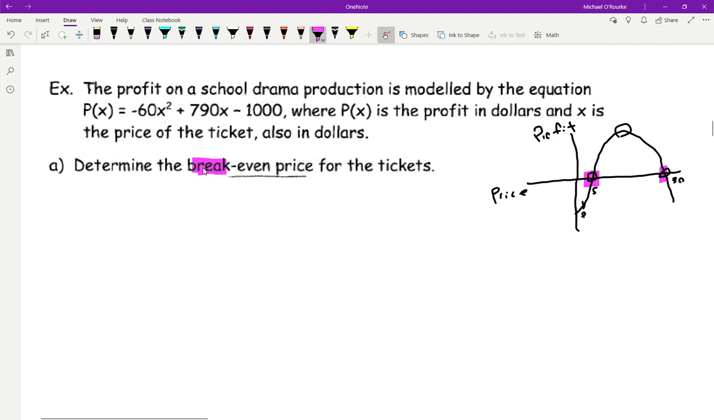So we're looking for our zeros, okay? We're looking for our zeros here. So let's figure out what my A, B, and C values are. Who can tell me what my A, B, and C values are in chat? Does anyone know what my A, B, and C values are?